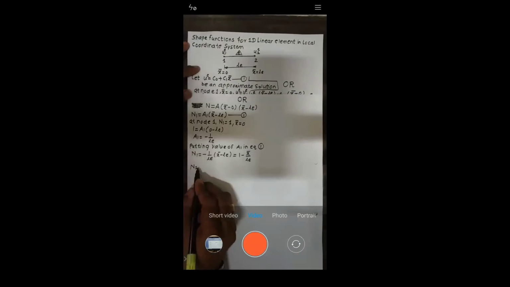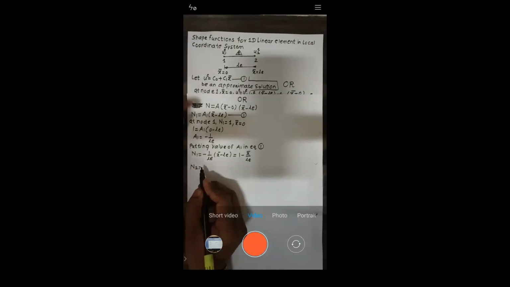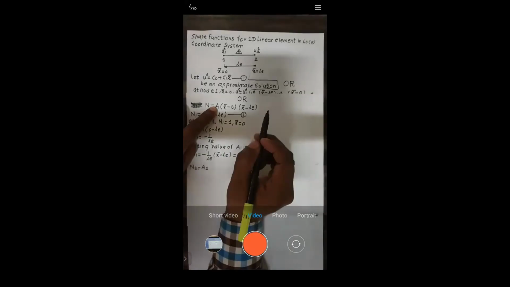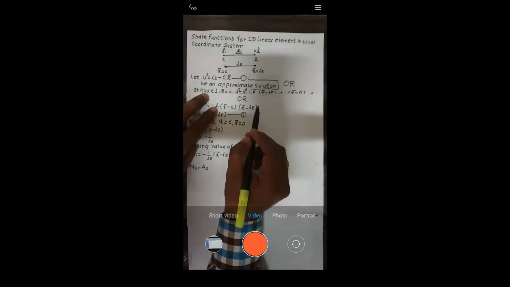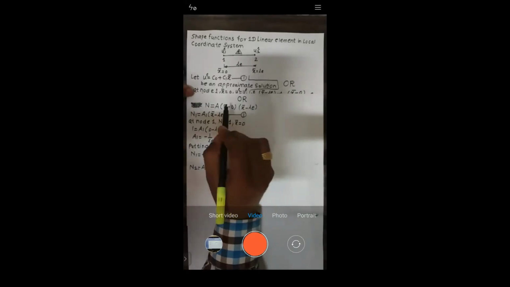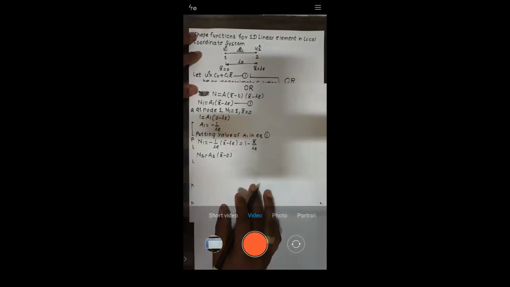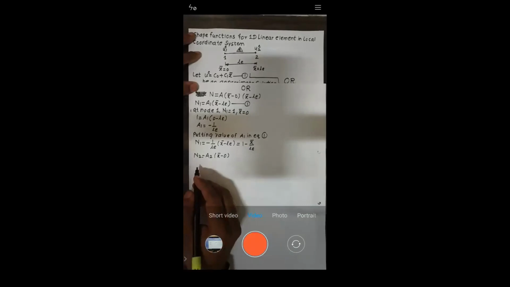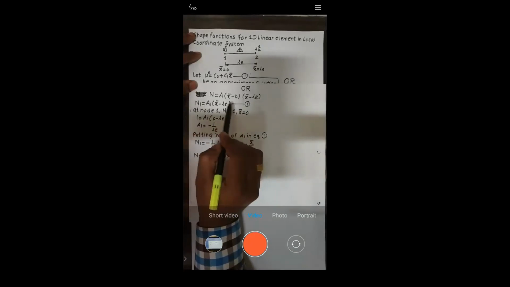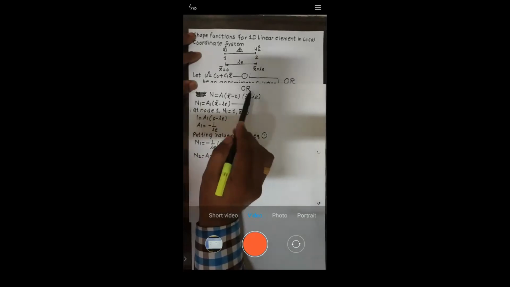So similarly, N2 is equal to A2 into the equation of the line which is not passing through node 2. So I can't write down this term because it is for node 2. So I'll neglect this term and I will write down this term only, x bar minus 0. Is it okay? For node 1, we have not written this term because it is for node 1. For node 2, we have not written this term because it is for node 2.